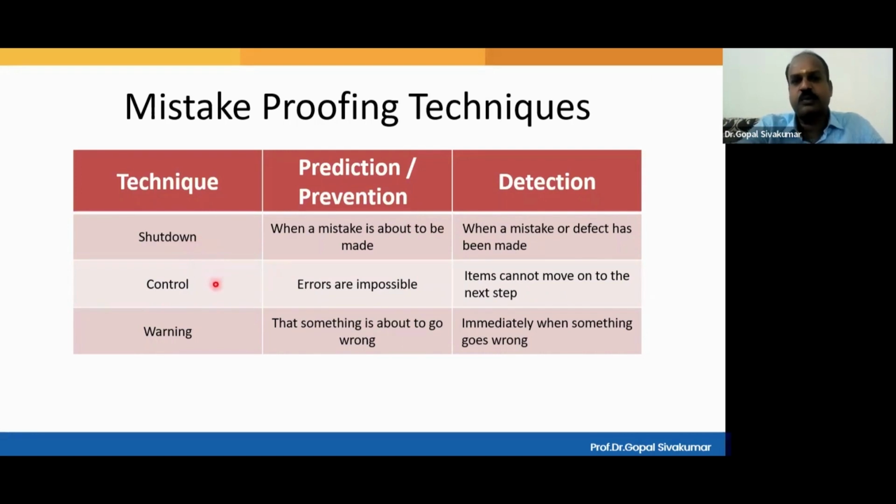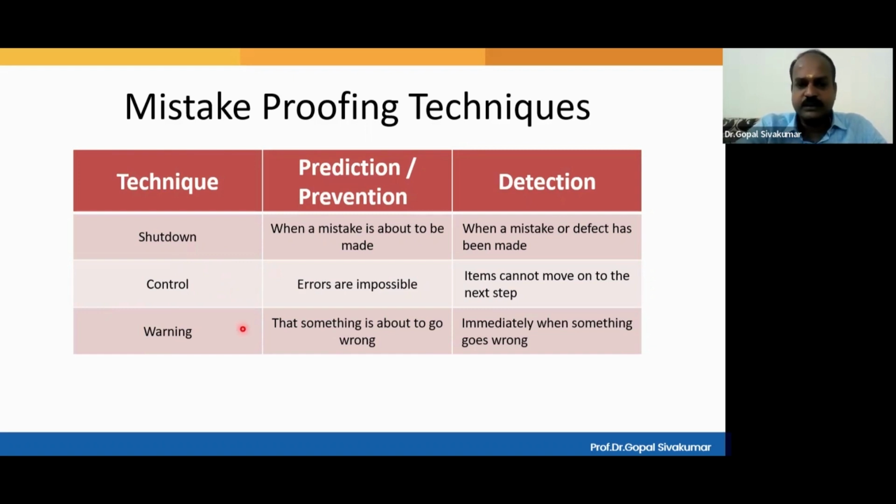Similarly, control poke, okay. In control poke, the item cannot move to the next stop. For example, if I don't put the seat belt in my car, probably I will not be able to start the engine. That means the system itself is not allowing you to move on to the next stage. That means simply this makes the error impossible, right? This is called control poke, okay.